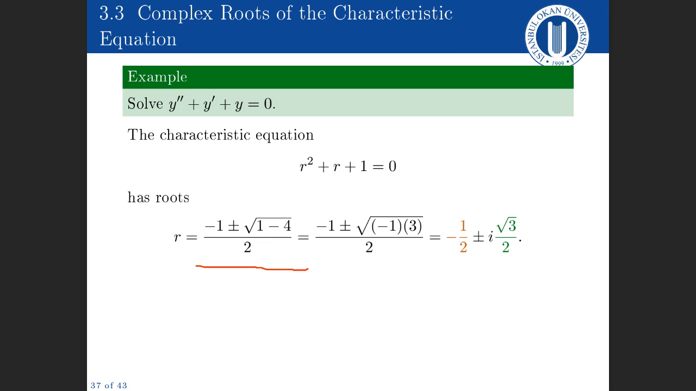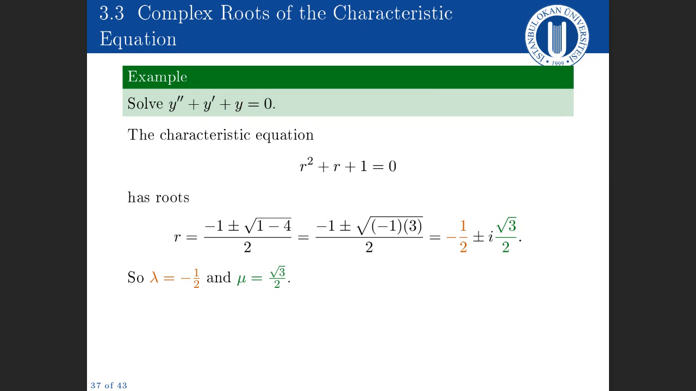That's the square root of minus 3, or we can think of that as the square root of minus 1 multiplied by 3. Square root of minus 1 is i, and square root of 3, we just leave as square root of 3. So we find that the roots are minus a half, plus or minus i, square root of 3 divided by 2. So now we know lambda and mu. Lambda must be minus a half, and mu must be root 3 over 2.